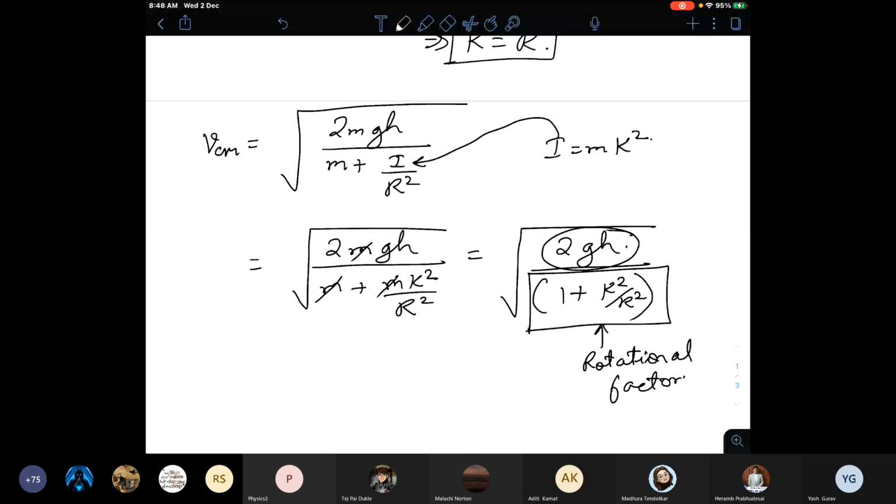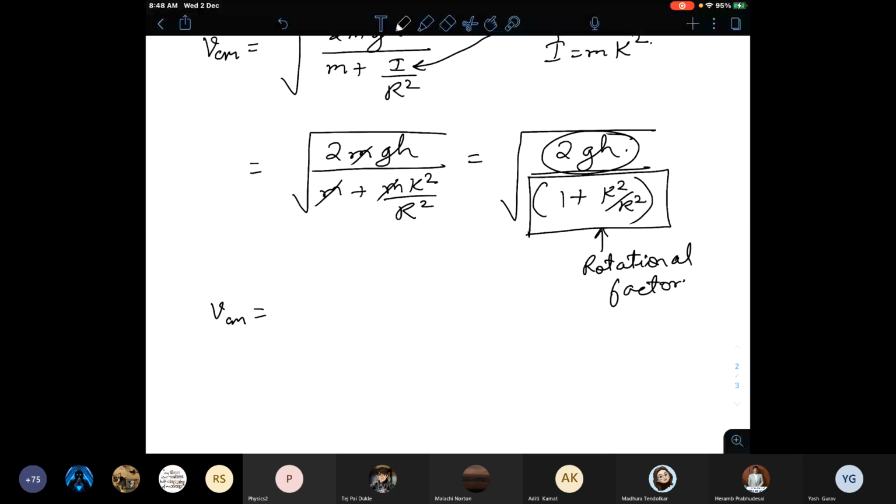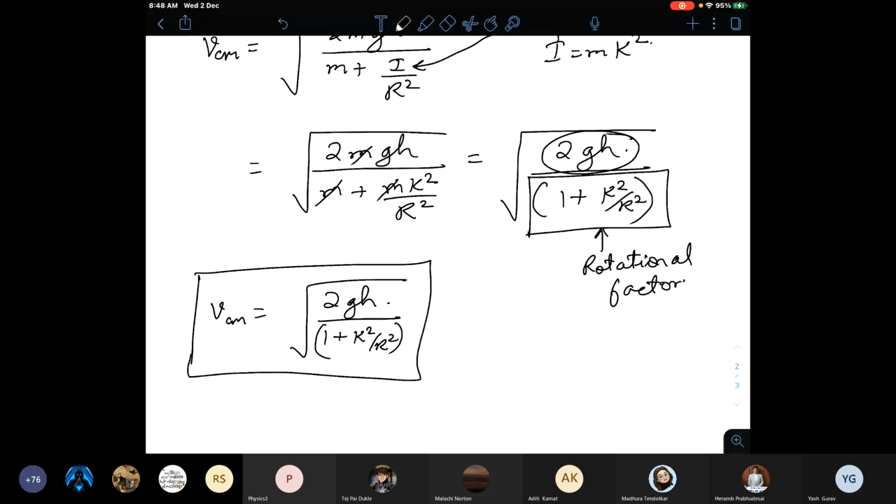So in this way you can easily remember what will be the final velocity, what will be the velocity when it reaches the bottom. Simple, write the general formula under root 2gh, but divide it with a factor. What was that factor? That factor was 1 plus k square by r square. That's it. This is the final VCM we had calculated.